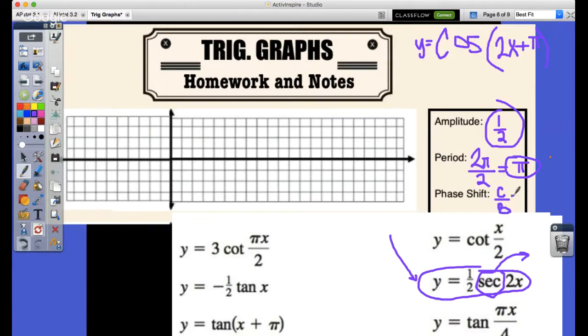C over b. Since there is no c on this outside, we know that that would be 0 over like 2, right? Because 2 is my b. But 0 over anything is 0. So my phase shift would be a value of 0 here. Okay, so we'll start. Again, my phase shift is the line of scrimmage or starting line or whatever you want to see it there. That's where I start, okay?